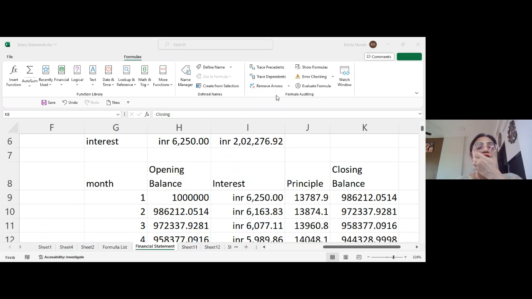Now we are going to learn the next important formulas, that is the lookup category formulas. Now what is lookup? What do you mean by lookup? If you understand the meaning of lookup, lookup means to find out things.